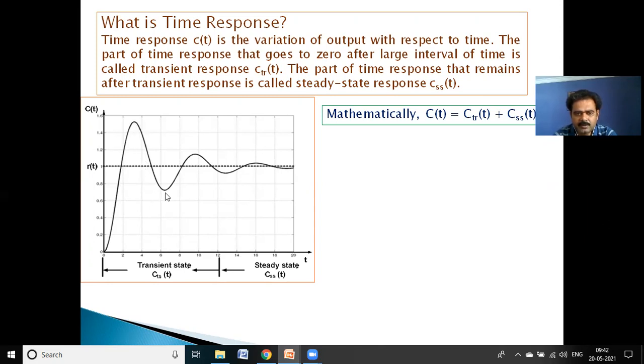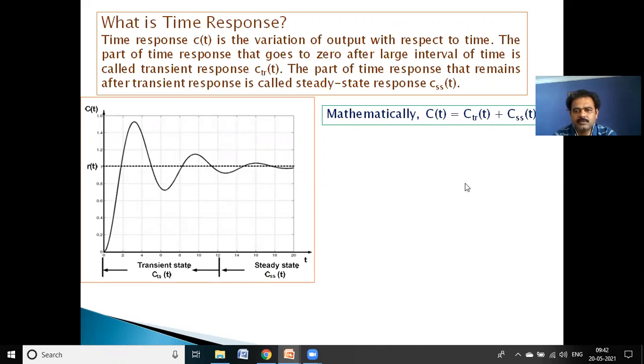Again, suddenly it comes down to 1.7, and again it is raised to 1.2, and finally after a certain time it reaches the unit value. So this period is called the transient period, where these are called peak overshoots and these are called undershoots. And finally it settles to the value, and that is called the steady state period. Okay, steady state response and transient response.